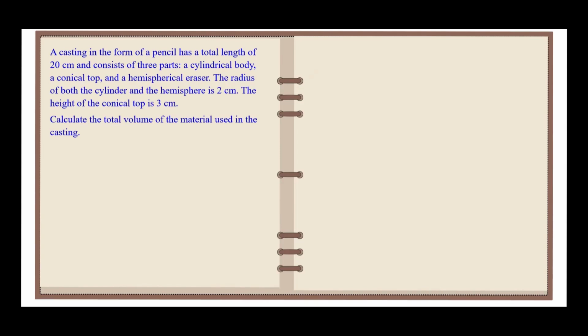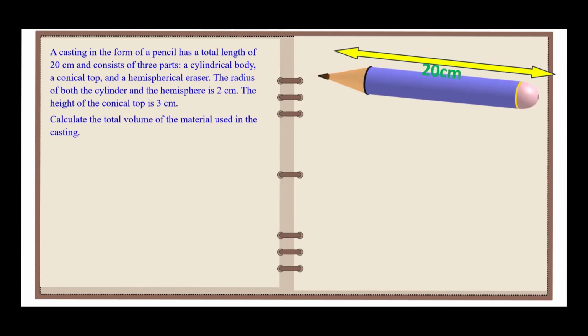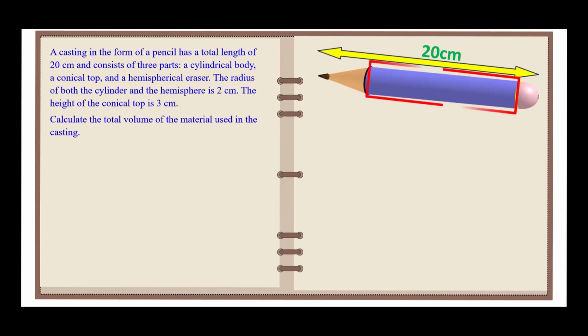So let's look at the object in view. This is the object. Now, it has 3 parts. It has the cylindrical body, which we are going to look at. The entire object measures 20 centimeters in height, or the length, 20 centimeters. But here, we can see the cylindrical body. So this object has a cylindrical body.